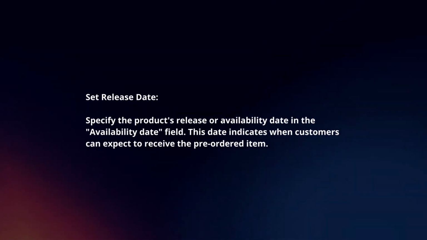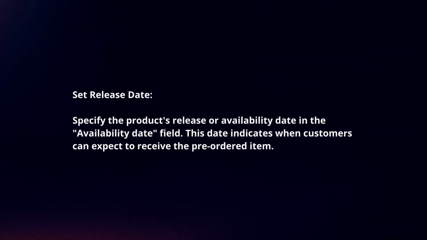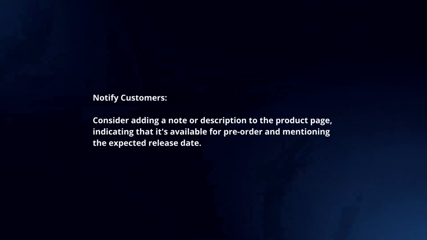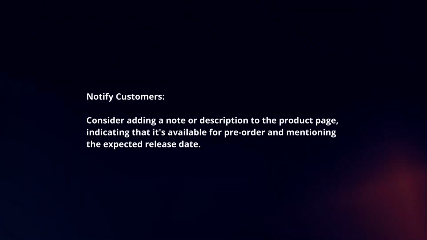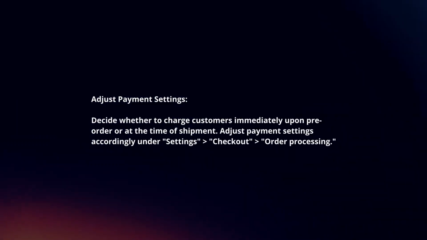Set release date. Specify the product's release or availability date in the availability date field. This date indicates when customers can expect to receive the pre-ordered item. Notify customers. Consider adding a note or description to the product page indicating that it's available for pre-order and mentioning the expected release date.